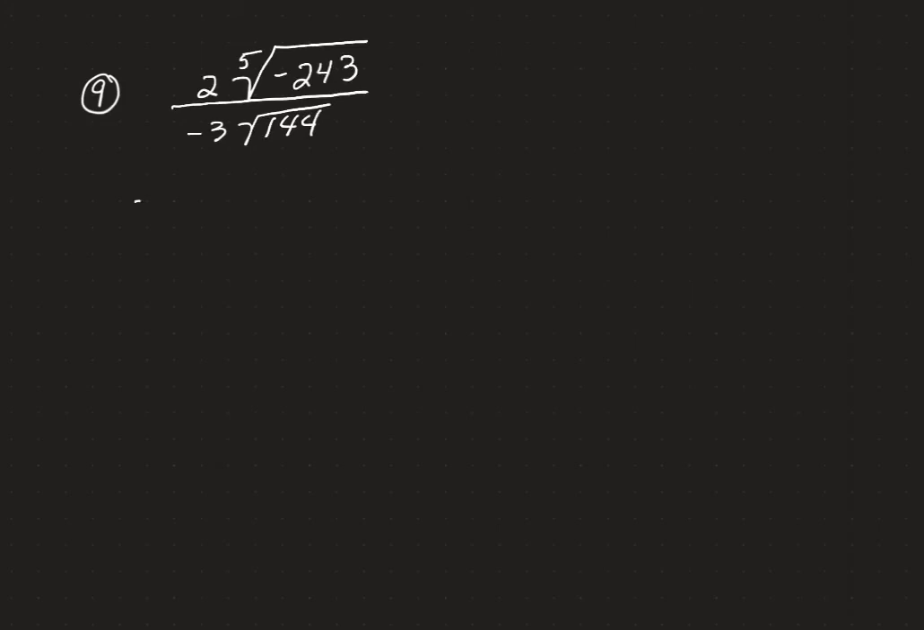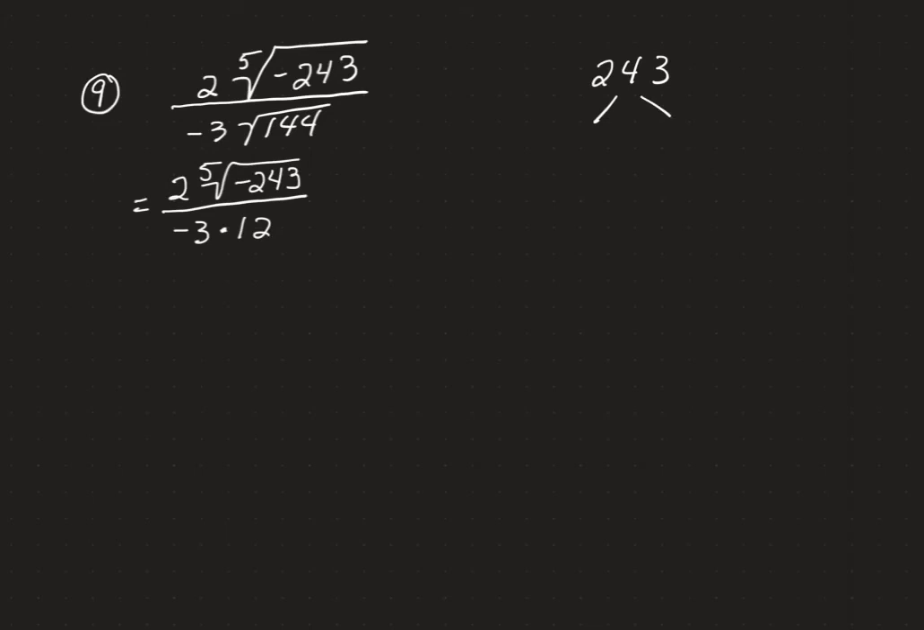Time for a challenge. Okay, 2 times the fifth root of negative 243, all divided by negative 3 times the square root of 144. Oh, well, I know what the square root of 144 is. Let me do that one first. 2 is the fifth root of negative 243. Okay, that's an odd index, so it'll work with a negative radicand. And I can say, well, 144, the square root of that is 12.